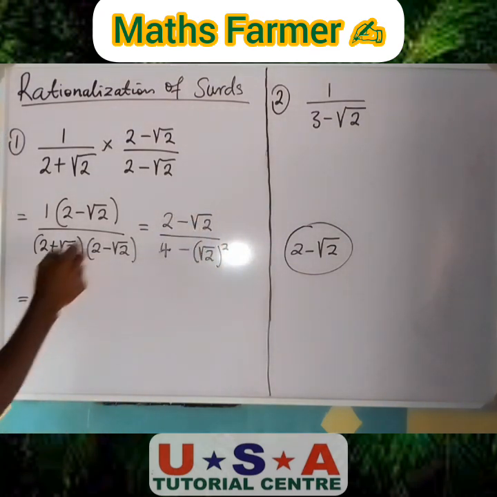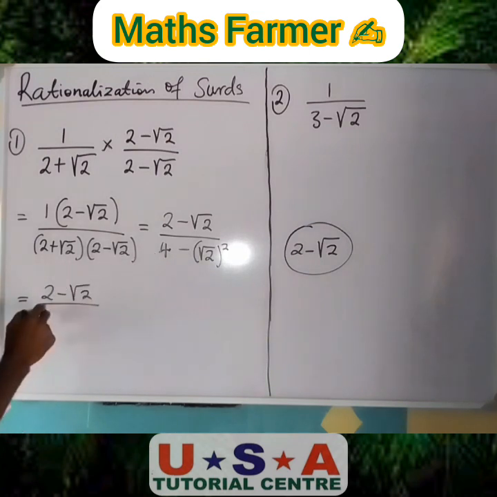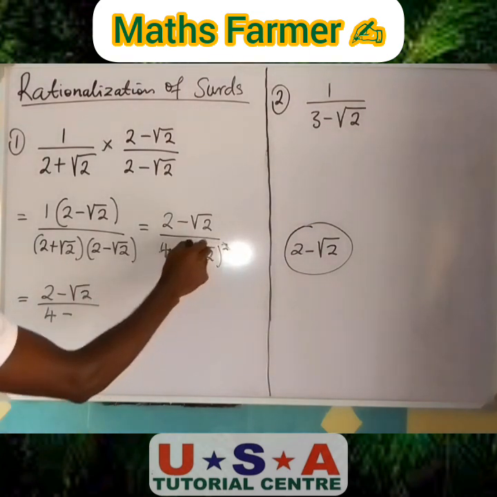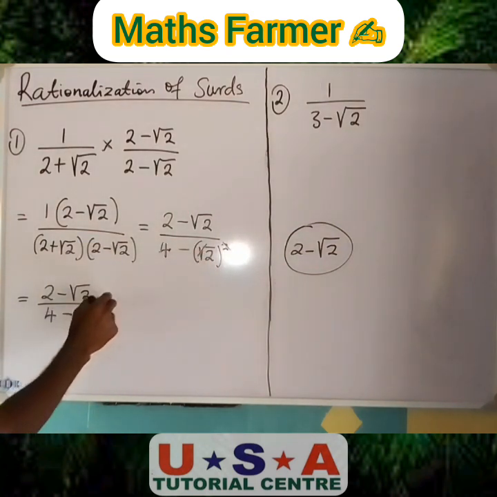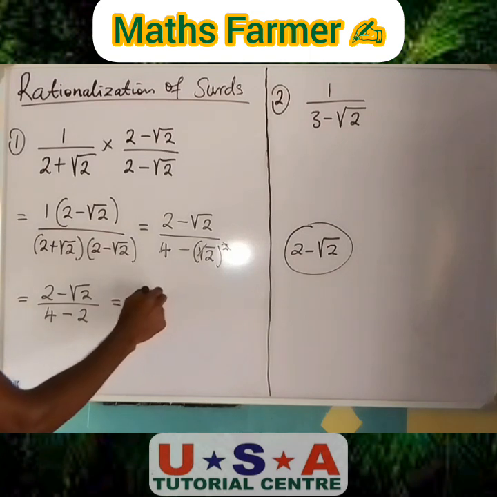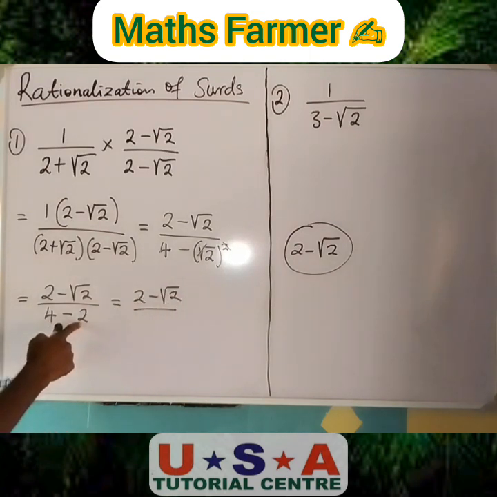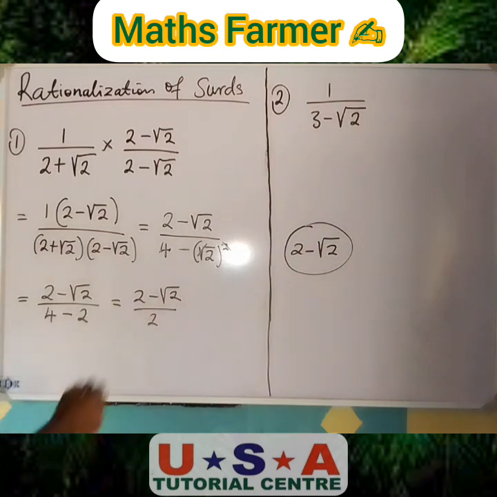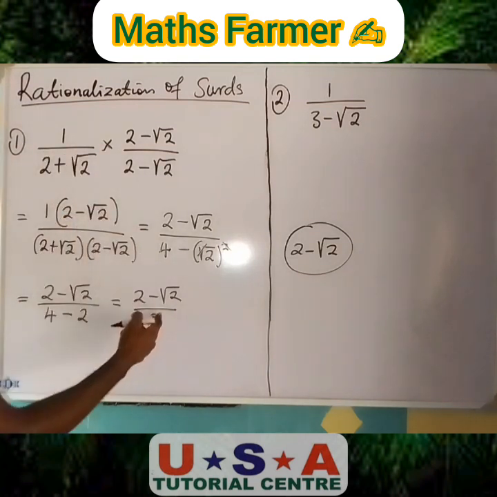Then moving again, what we have on top here is 2 minus root 2, all divided by 4 minus, in mathematics, the square cancels out the square root, leaving us with 2 here. So what we have is 2 minus root 2 all divided by 4 minus 2. 4 minus 2 will give us 2. So when you rationalize this, it gives us this.